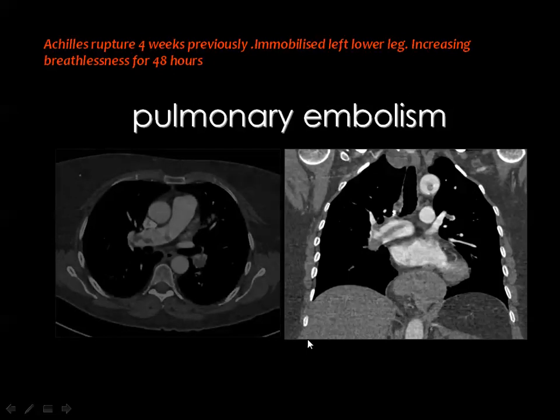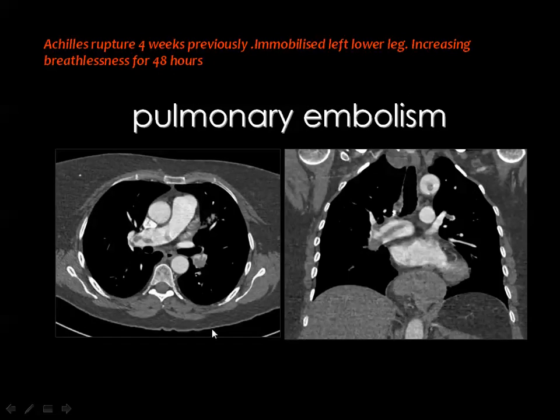On the multi-detector CT scan of the chest with axial and coronal reconstruction, there were multiple filling defects in the right main pulmonary artery, diagnostic of pulmonary emboli, and also you can see some filling defects in the left side as well.